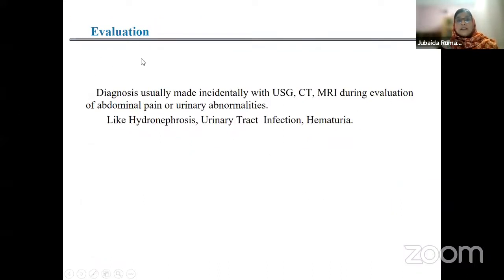So for evaluating this renal malrotation, we can find it incidentally with ultrasonogram, CT, and MRI, and sometimes these patients present with abdominal pain and other urinary abnormalities.